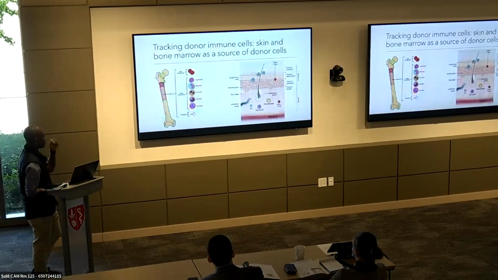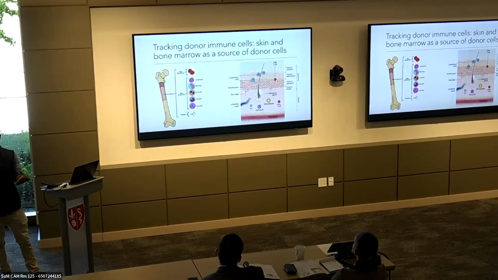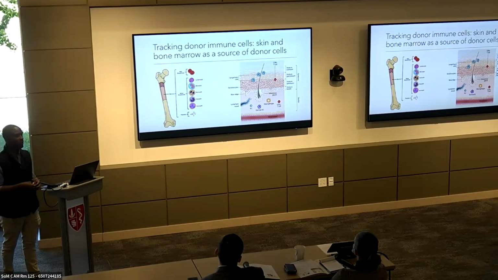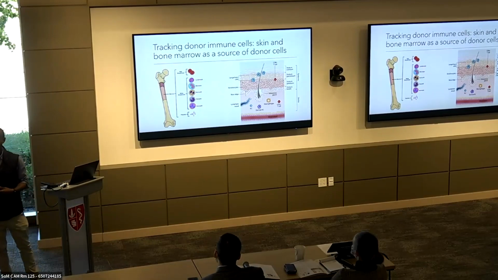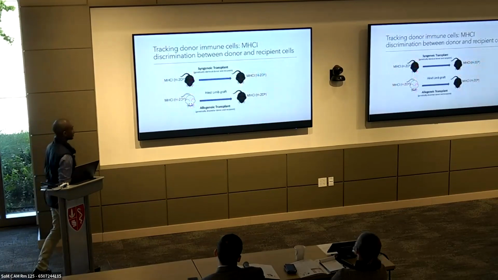Now, I told you that there was unique features of this model with both the bone and the skin contributing to sources of donor cells. And so what we want to know is, are any of the cells in our signature coming from the graft? Where are these cells coming from? And so we're able to track donor cells in our model.